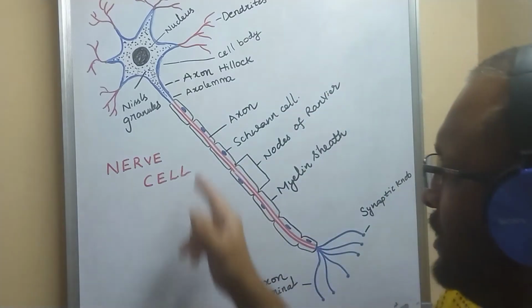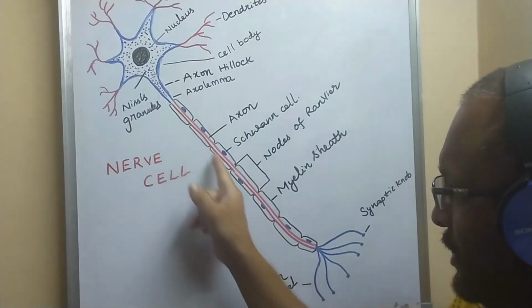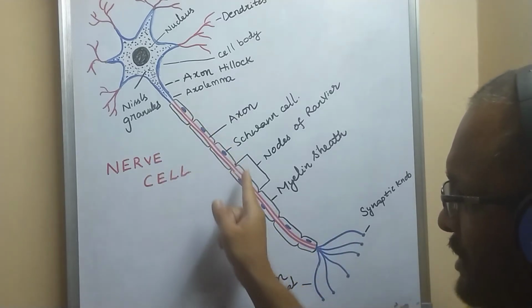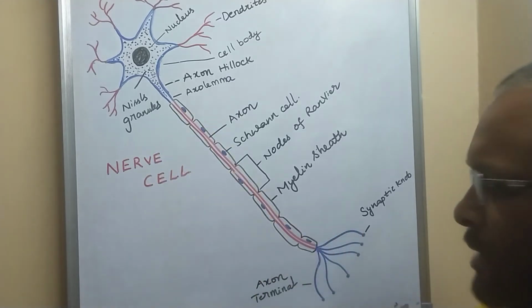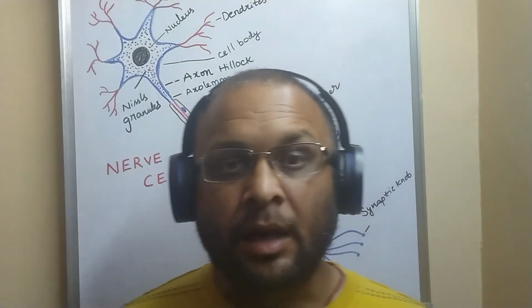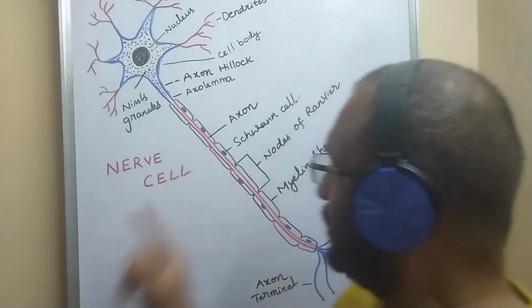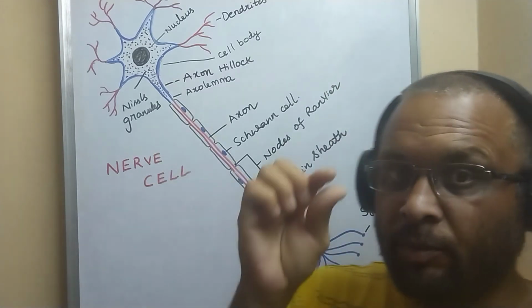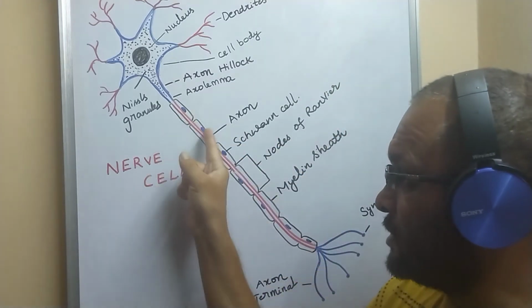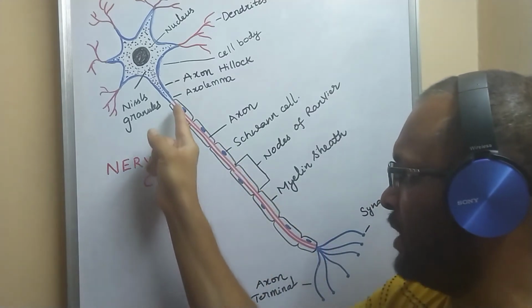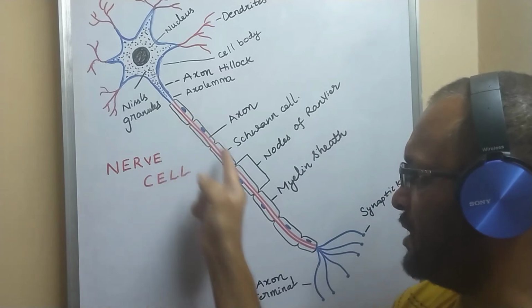Next, on this axon you can see blue colored structures. What are they? They are called Schwann cells. The Schwann cells are present on the axons.